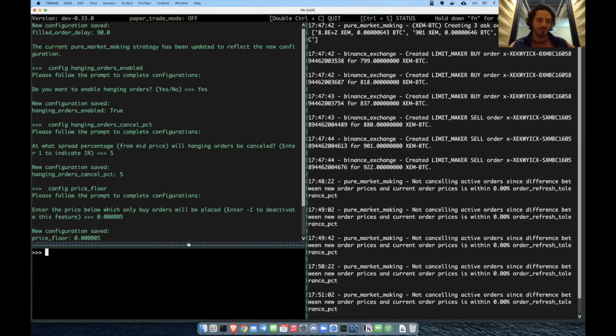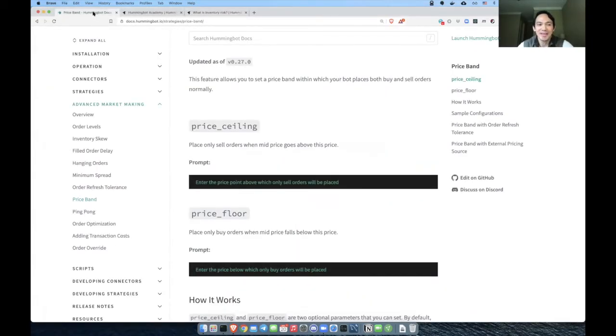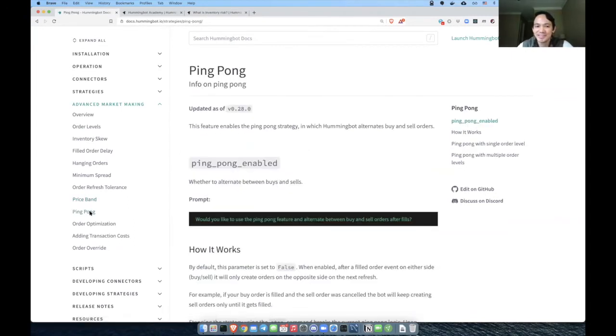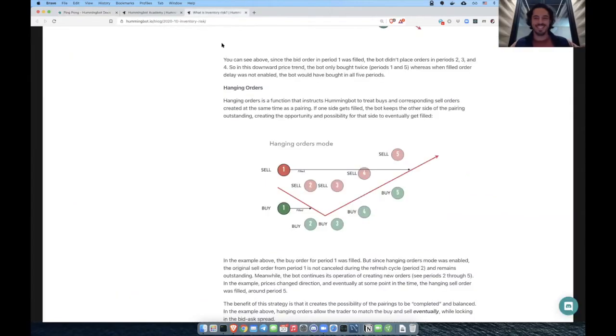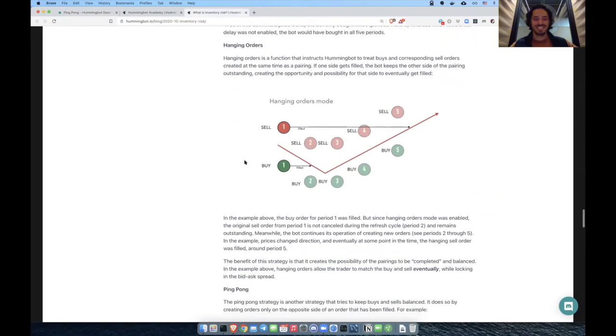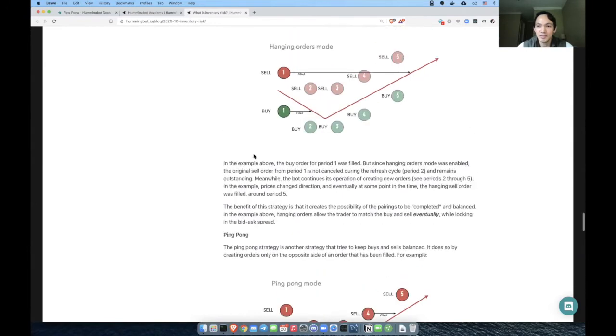Love it. And then moving on to the next feature. This is actually one that came up in the first tutorial, the ping pong feature, because it's one of the default questions we ask when you're setting up the bot. So now it's time to go into that in a little bit more detail. You can see that some of these are kind of similar and you can use a lot of these features together.